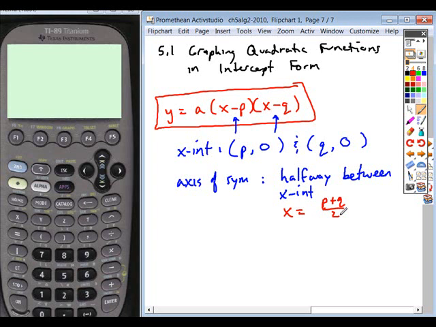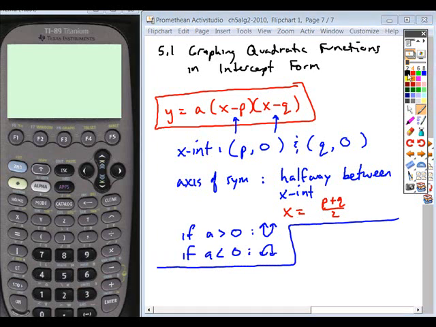And then if you look at the a value on this, it's the same thing. If a is greater than 0, your parabola opens up. If a is less than 0, your parabola is going to open down. Okay. So let's take a look at an example of how we can sketch a graph using this form.